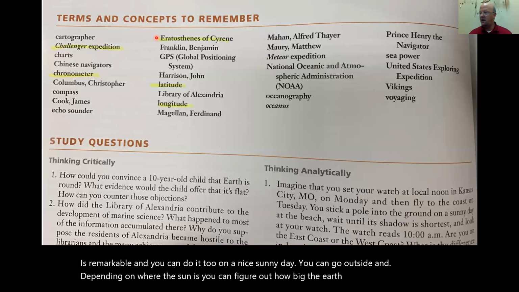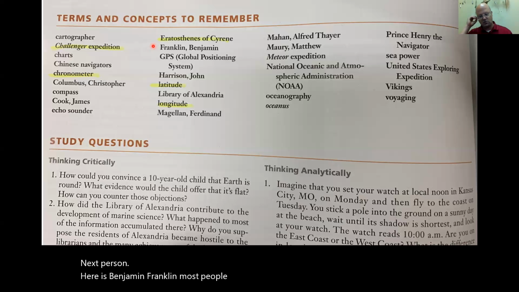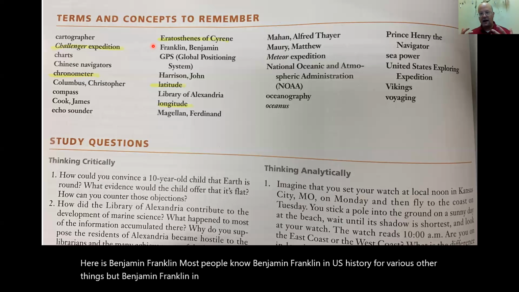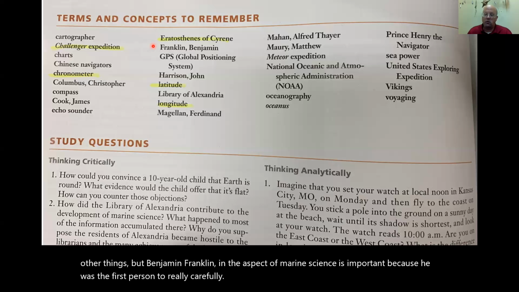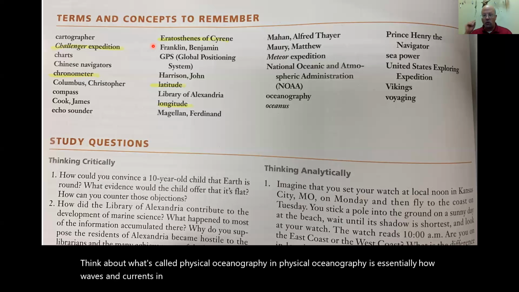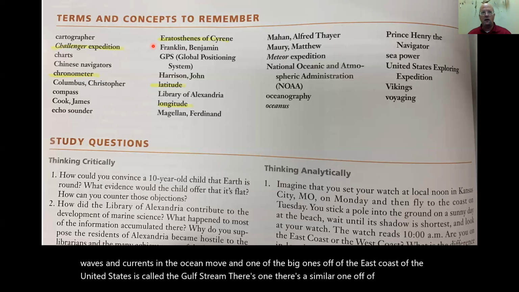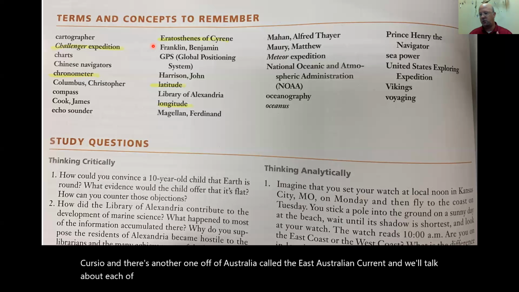It's pretty cool. The next person here is Benjamin Franklin. Most people know Benjamin Franklin in U.S. history for various other things. But Benjamin Franklin in the aspect of marine science is important because he was the first person to really carefully think about what's called physical oceanography. And physical oceanography is essentially how waves and currents in the ocean move. And one of the big ones off of the east coast of the United States is called the Gulf Stream. There's a similar one off of Japan called the Kuroshio, and there's another one off of Australia called the East Australian Current. And we'll talk about each of these when we get to the physical part of this class.